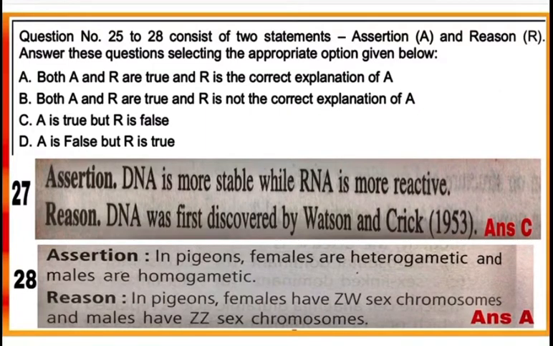Come to question number 28. Assertion statement. In pigeons, the females are heterogametic and males are homogametic. This is true. Now see the reason. In pigeons, females have ZW sex chromosomes and males have ZZ sex chromosomes. This is also true statement and correct explanation of assertion. So mark A. Both A and R are true and R is correct explanation of A.